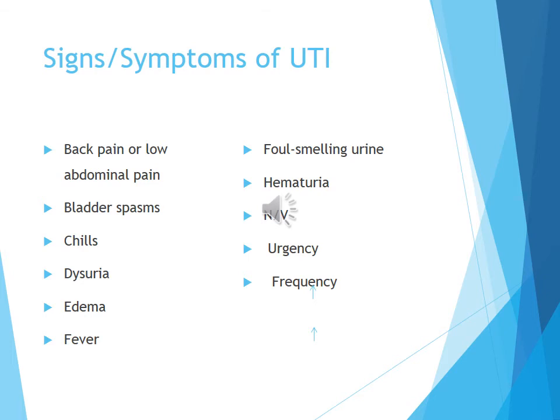Signs and symptoms that you would see would be back pain or low abdominal pain, bladder spasms, chills, dysuria, edema, fever, foul smelling urine, hematuria, nausea, vomiting, urgency and frequency.